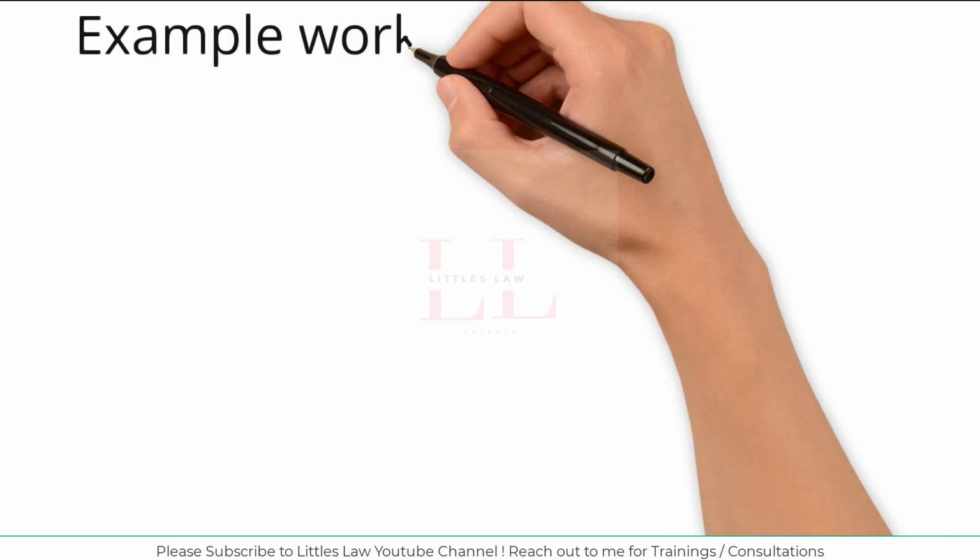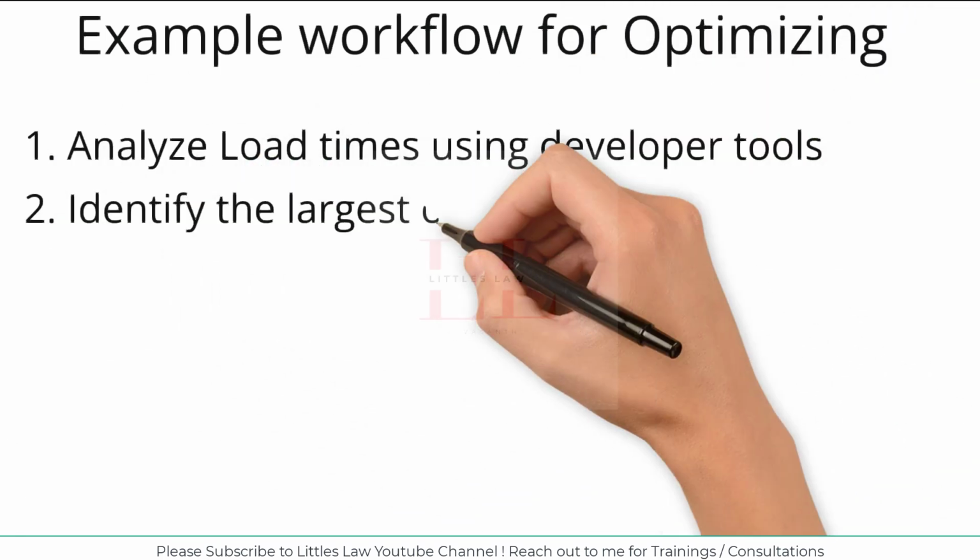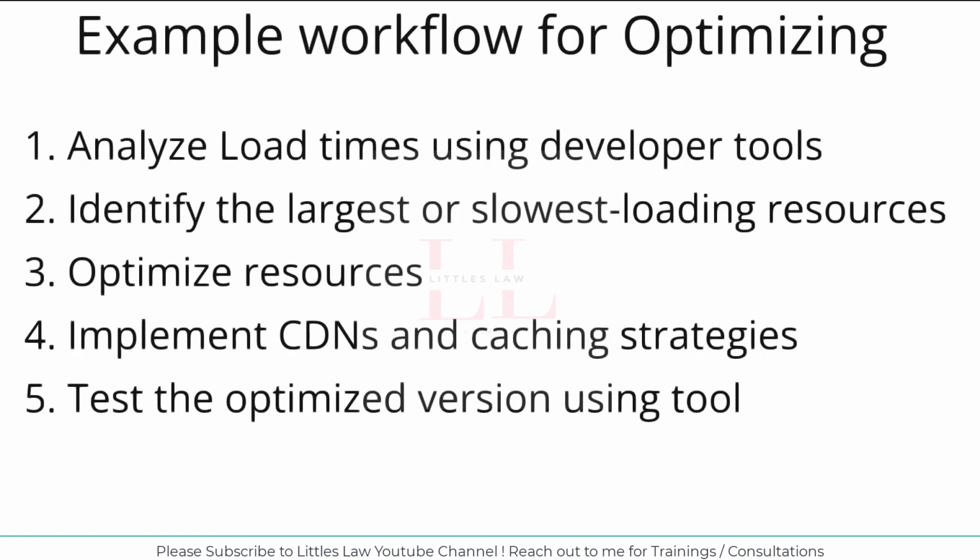So finally, let me take you through a quick example. I just want to give you an example workflow, which starts with analyzing the load times using developer tools. And then once you analyze that, you have to identify the largest or the slowest loading resources, and then you have to optimize the resources. Say for example, you have to compress the images, or work on the lazy loading of non-critical content. And then you have to implement the CDNs, the content delivery networks, and any of the caching strategies that will help you to improve the performance. And finally, you have to test the optimized version using the performance testing tool. So if you follow these 5 steps, you can definitely improve the performance.